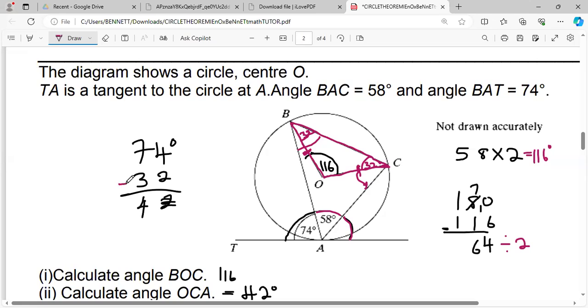One minute, can I say something? Yeah, man. That part on the A line, you would have just added 74 and 58, and you minus it from 180 because it's a straight line to get that part. That is it. Yeah. So work it out and tell me.